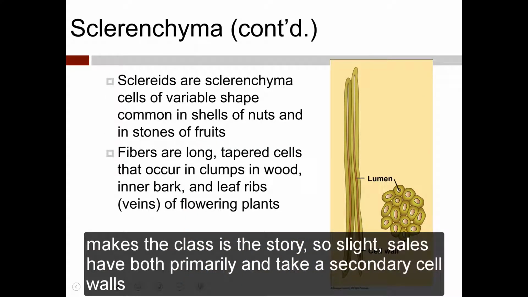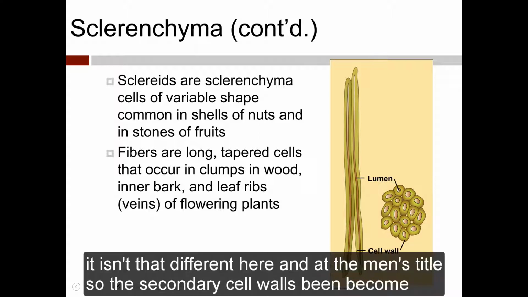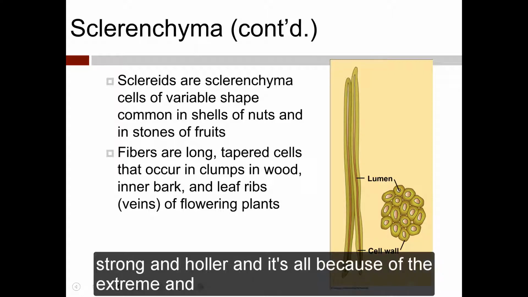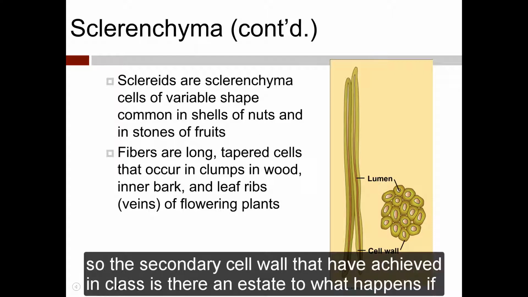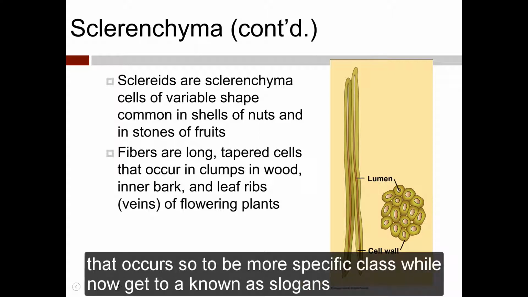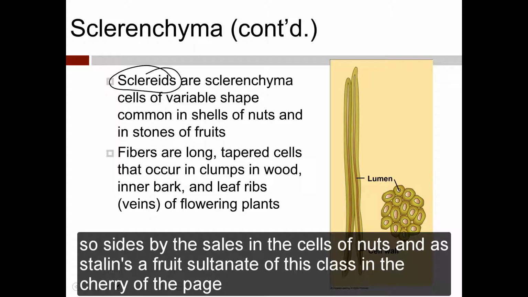Sclerenchyma cells have both primary and thick secondary cell walls. If you look closely, class, it's a bit different here. The secondary cell walls become strong and hard, and it's all because of the extreme thickening. The secondary cell wall that has that extreme thickening is there, and let's get to what happens as it occurs. To be more specific, I'll now get to what are known as sclerids. Sclerids are the cells in the shells of nuts and the stones of fruit. To think of this, class, think of the cherry and the peach.